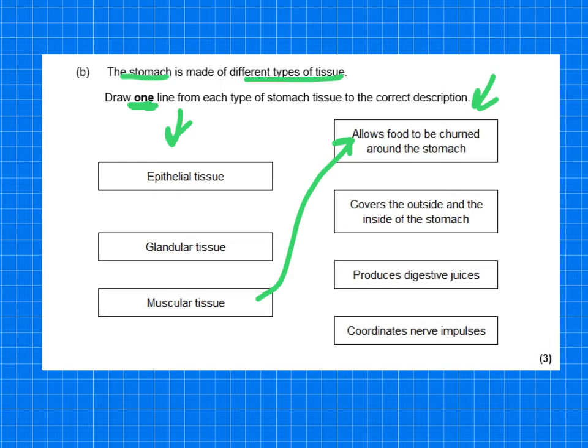Let's say you didn't know the other two though, so you would need to read through and think, well, what does epithelial and glandular tissue do? Well, it's nothing really to do with nerve impulses, so I'm going to cross that one out. I'm not going to include that one. And then I'm going to look at possibly glandular tissue. I know glands produce forms of juices and hormones, so it produces digestive juices. Therefore epithelial tissue must cover the outside and inside of the stomach.